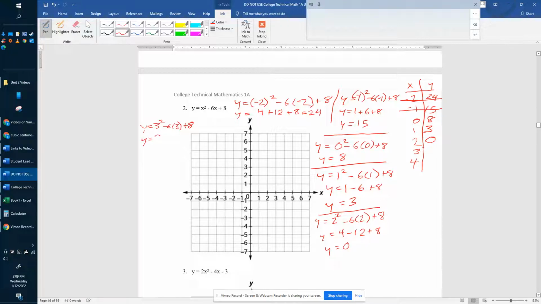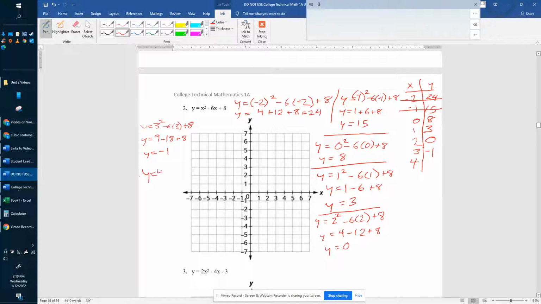Y equals 9 minus 6 times 3 is 18 plus 8. Y equals -18 plus 8 is -10 plus 9 is -1. Y equals -1. Let's try 4.